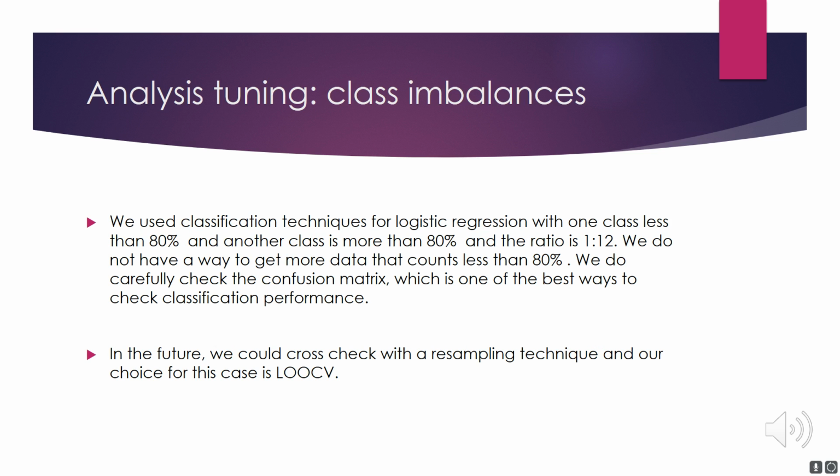When looking at class imbalances, we did use a classification technique in our logistic regression with one class less than 80% Compa ratio. The other class was more than 80% Compa ratio. The ratio of those two is 1 to 12, and we don't have a way of getting more data that would adjust that ratio, so we had to carefully check our confusion matrix, which is found in our full analysis, and that's what we felt like was our best way to check the classification performance. In the future, though, we could cross-check with a resampling technique. Our choice for that is the leave one out cross-validation.